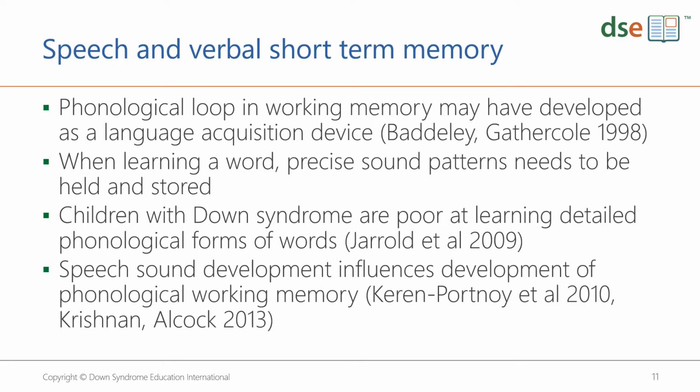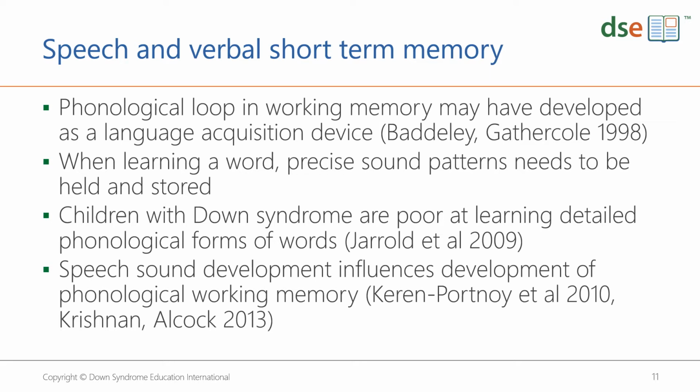We know from the work of Chris Jarrold and colleagues at Bristol that children with Down syndrome, even as teenagers, are poor at learning the detailed phonological forms of words. So in my examples where words may only vary by a single sound, Chris Jarrold and colleagues have shown that children with Down syndrome find that difficult, and they may not learn accurately specified phonological patterns and store them.